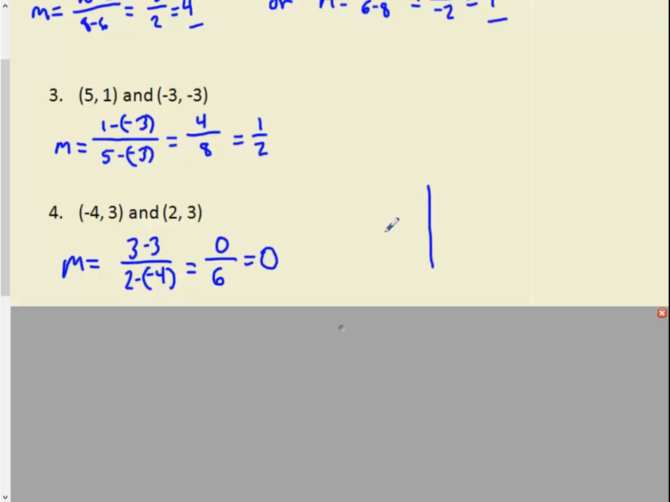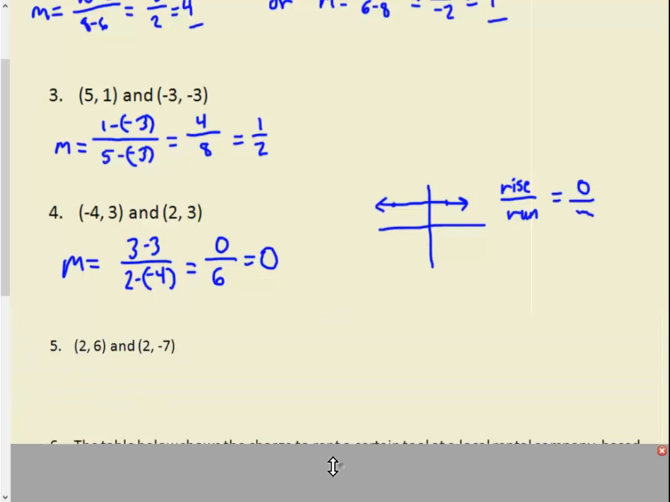And if you think about what this graph looks like, we have the points negative 4, 3, so we'll kind of make a rough idea like that, and 2, 3. This is a horizontal line. And go back to the idea of slope, where you have rise over run. And for any 2 points on this line, there is no rise. So it doesn't even matter what we have down here for our run. There is no rise, so we have no slope, or slope equals 0.